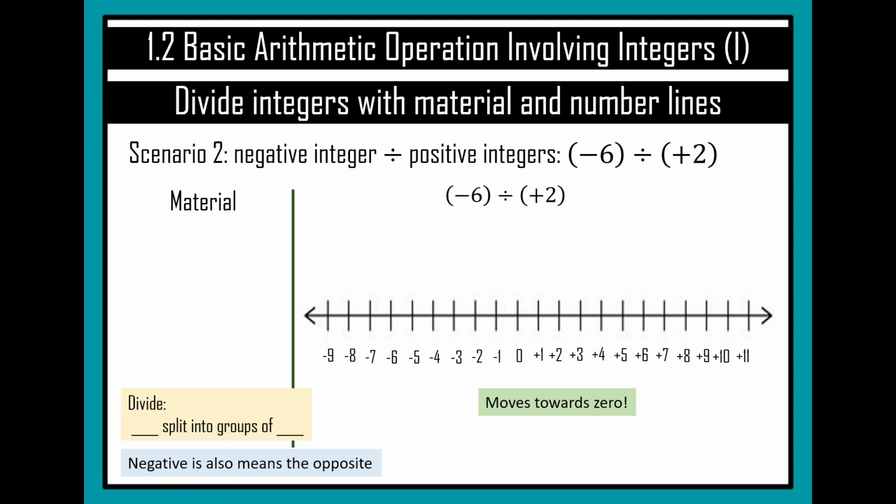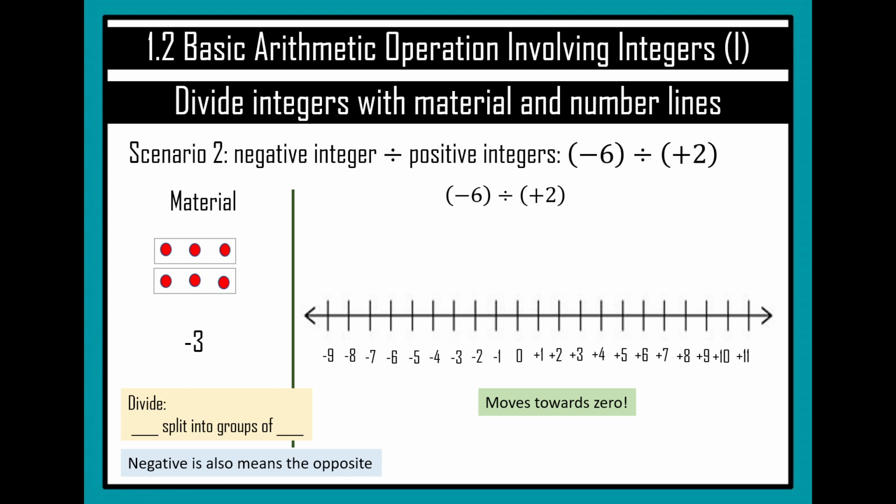Alright, the second scenario is when a negative integer divides with a positive integer. For example, negative 6 divides with positive 2. So negative 6 means I need 6 red circles, and I'm going to divide them into 2 groups. Each group will have 3 red circles.